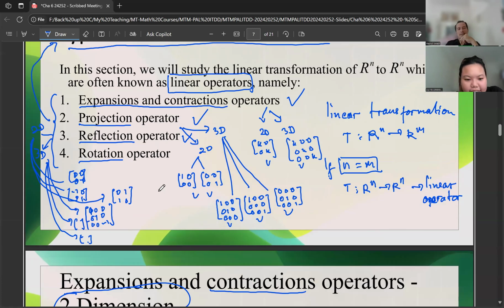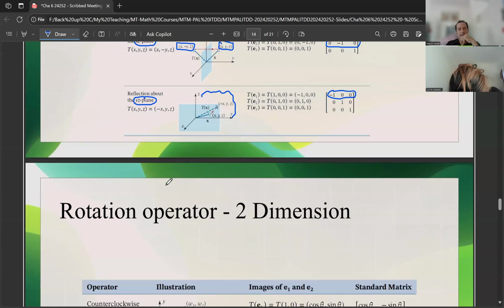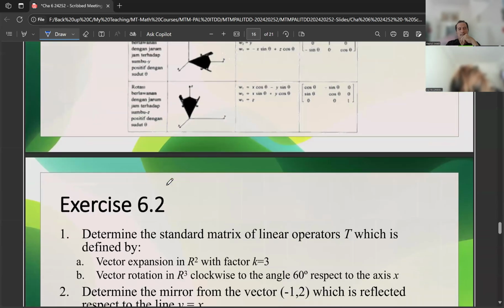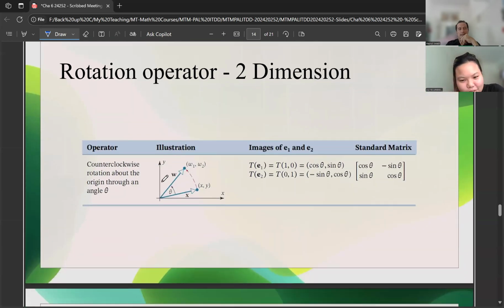Okay, now we are at a more difficult operator. The last operator is more difficult. We call it rotation.